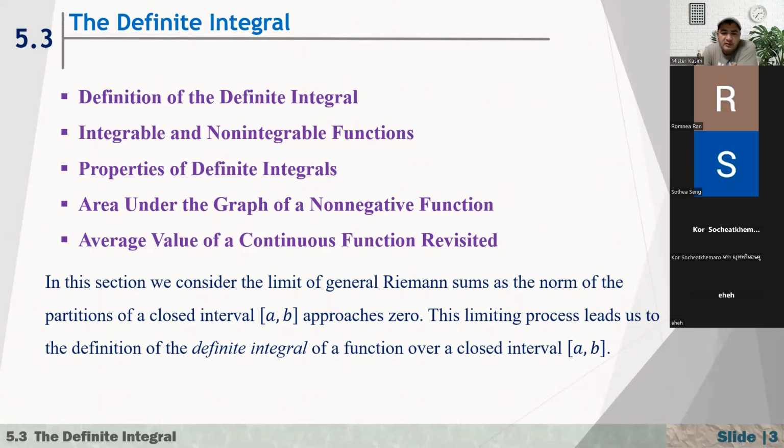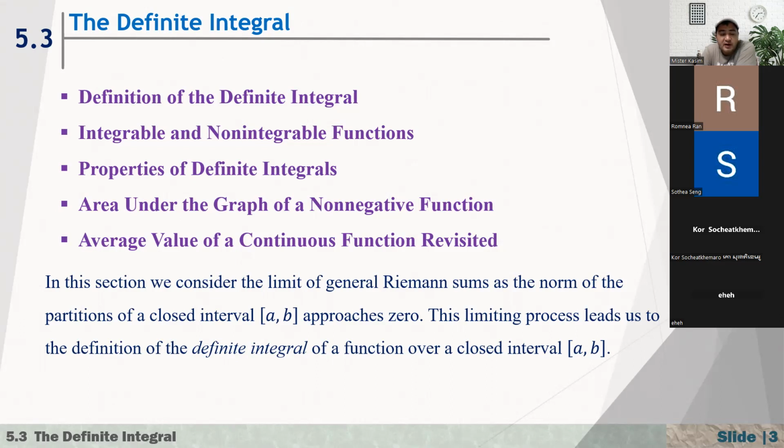In this section, we consider the limit of general Riemann sums as the norm of the partitions of a closed interval [a, b] approaches zero. This limiting process leads us to the definition of the definite integral of a function over a closed interval [a, b]. We are still not ready to calculate the integrals of functions. You'll see that this definite integral is just the limit of our Riemann sum, and after that we will see some properties.